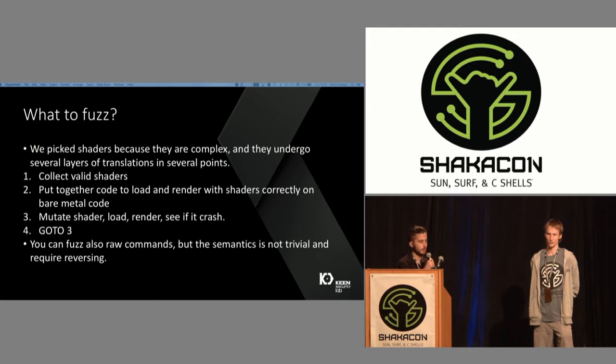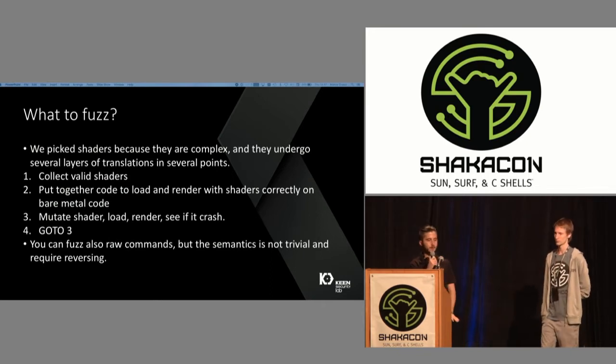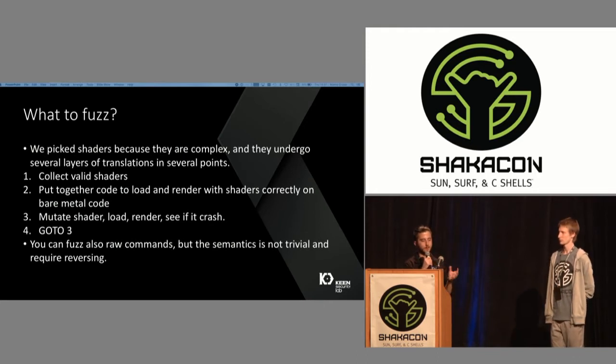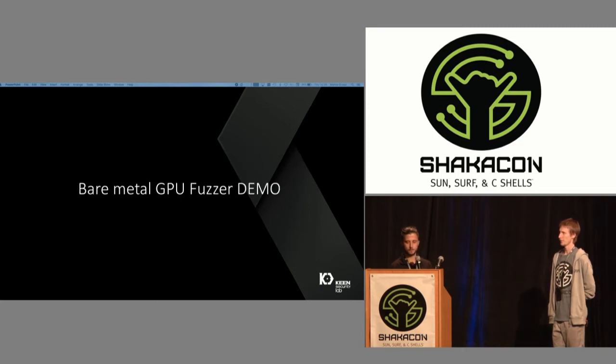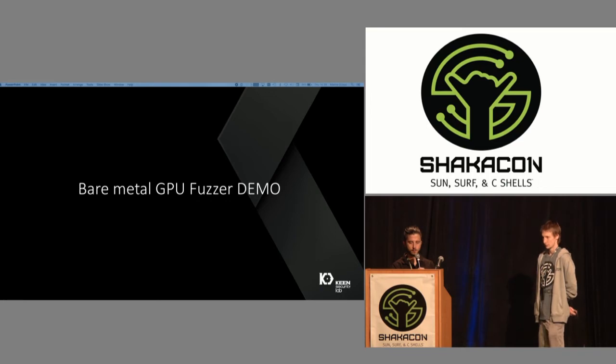At first, we collect some valid shaders, and then we put together some code in our bare metal fuzzer to load the shader, render some 3D models with this shader applied, and then we mutate the shader, reload, render, check if it crashes, and then we start again and again until we get some bugs. So now I will show you a demo of this GPU fuzzer.